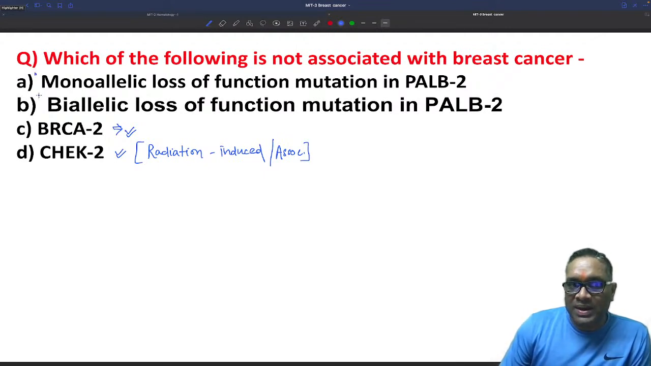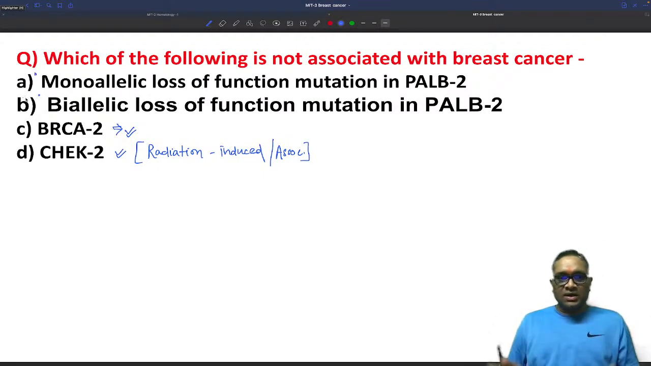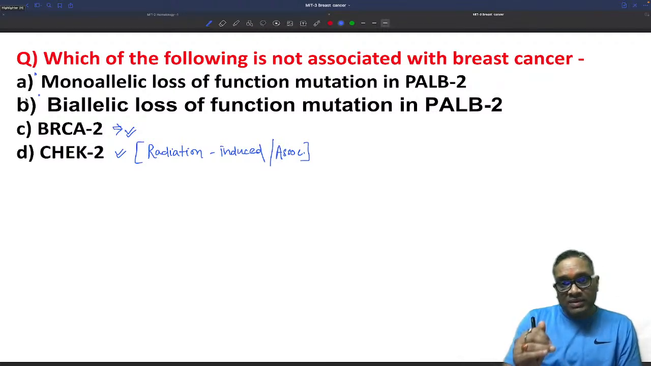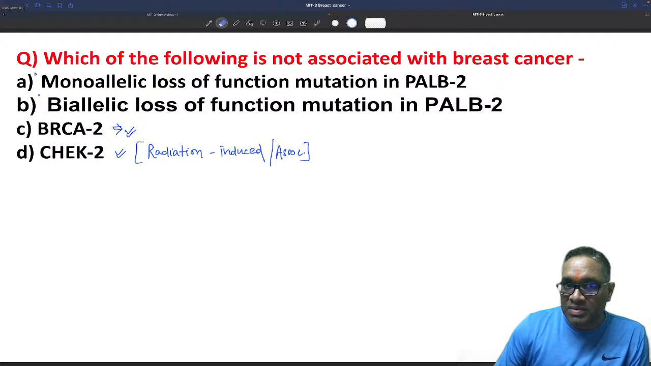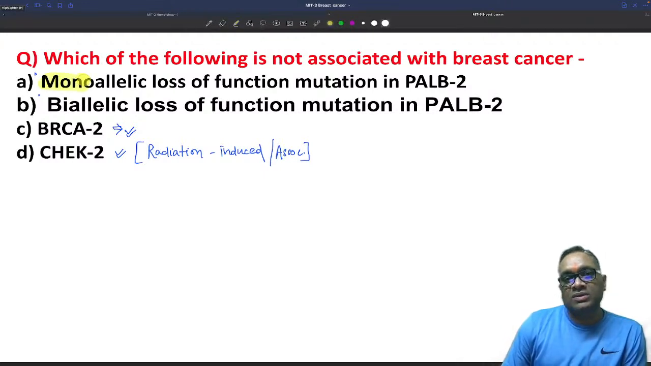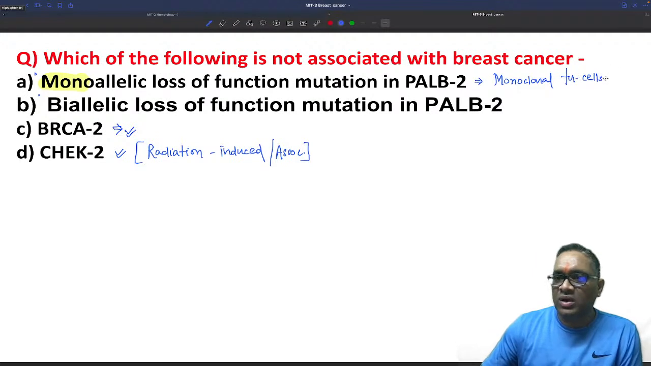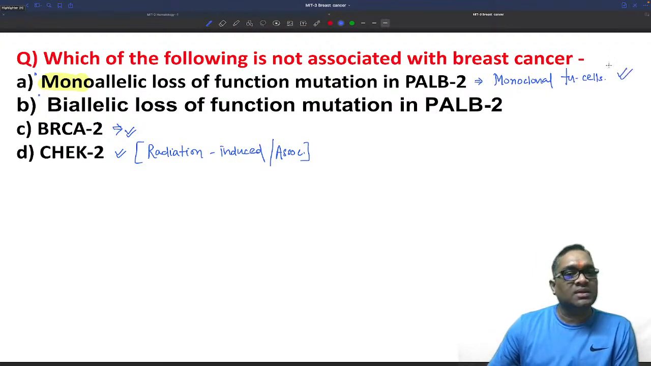Monoallelic loss and biallelic loss: there is one gene and there are two alleles. If only one allele is lost, it will give rise to monoclonal cells, and monoclonality is a sign of tumor. You can remember it like this: if there is a monoallelic loss, it will give rise to monoclonal tumor cells. So that is what is associated with breast cancer.